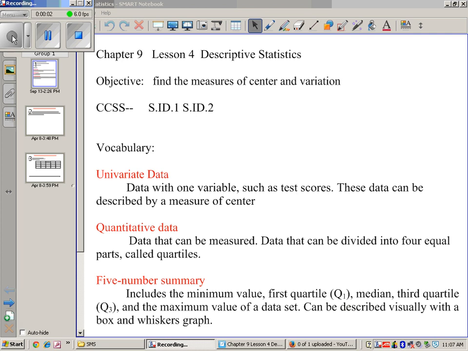Welcome to Chapter 9, Lesson 4, Descriptive Statistics. Our learning target or objective for this lesson is to find the measures of center and variation.